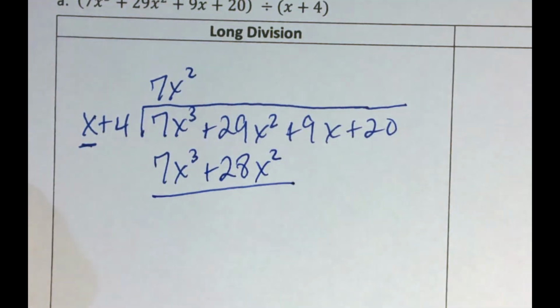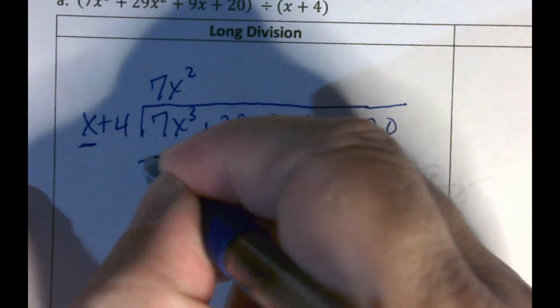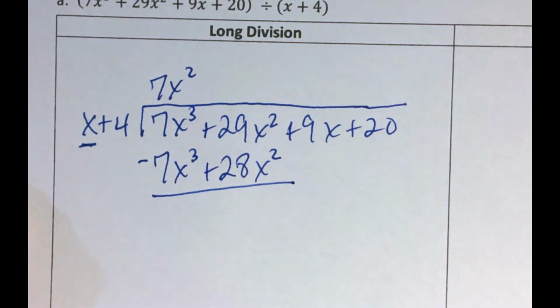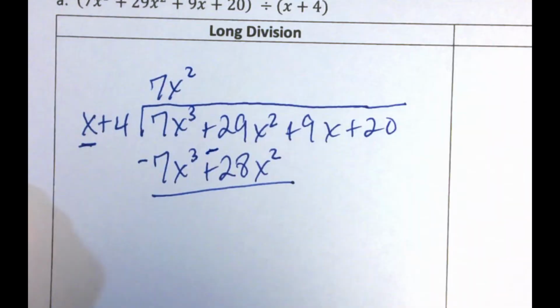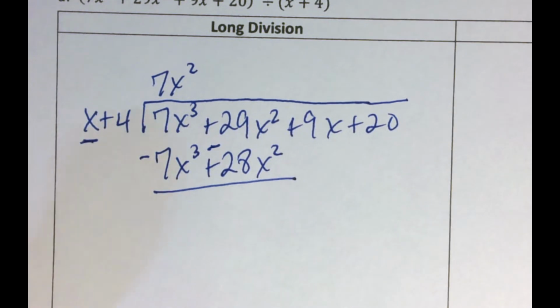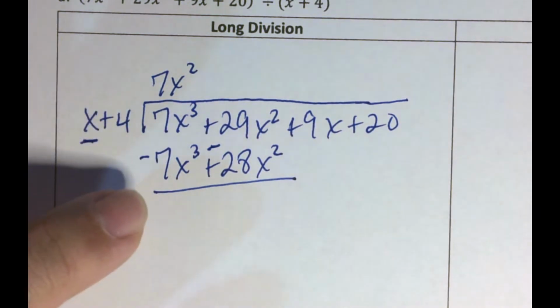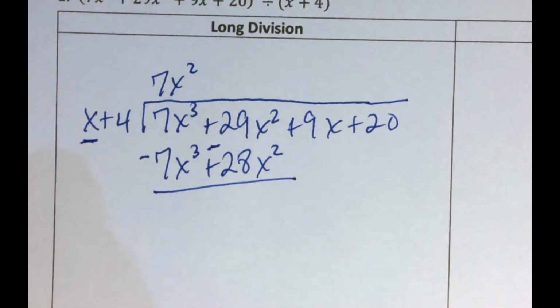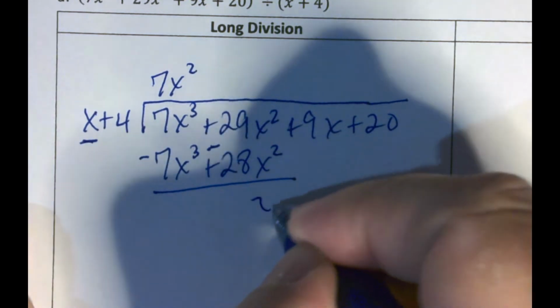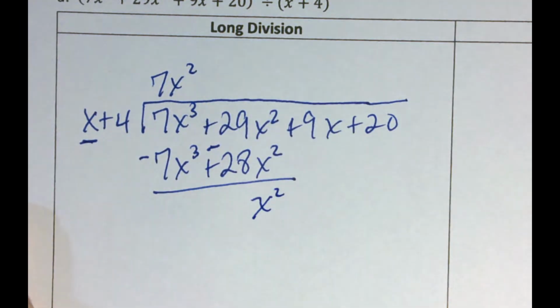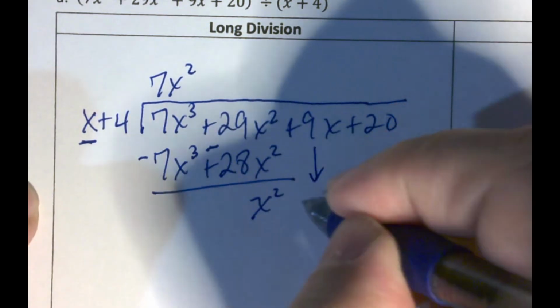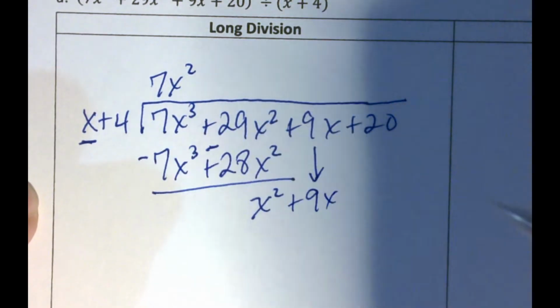Now, if you remember from long division, now we subtract. So these signs change. The positive 7x cubed becomes negative 7x cubed. The positive 28x squared becomes negative 28x squared. And then combine. So the 7x cubes cancel. And then 29x squared minus 28x squared is 1x squared, or just x squared. All right, we have two terms over here, so I'm going to just bring down a term. So it's going to be plus 9x.